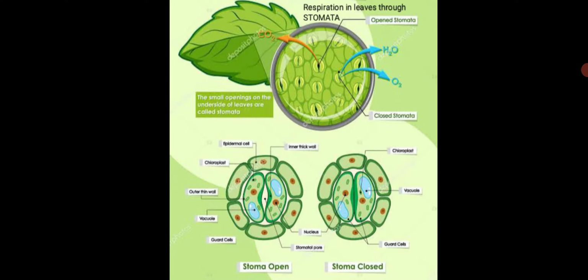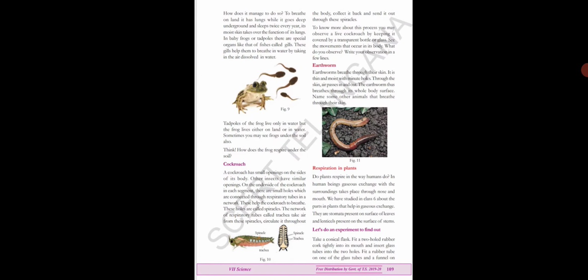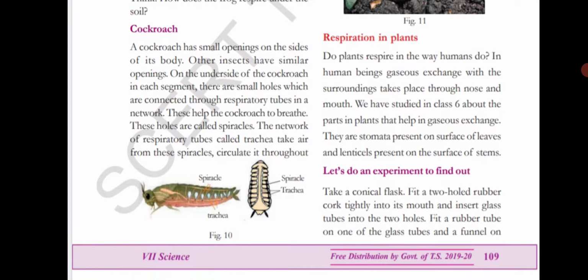Through leaves it happens. Lenticels. Lenticels are pores in the bark of stems. You can see here the bark of the stem. This is the lenticel. Here the exchange of gases takes place through these lenticels. Let us do an experiment to find out.